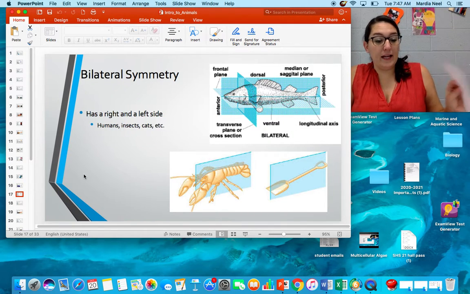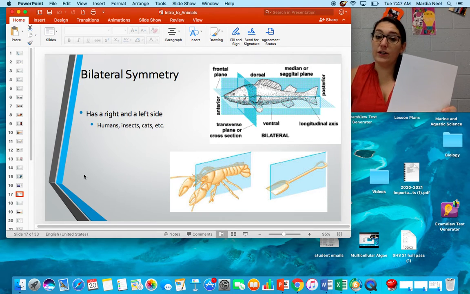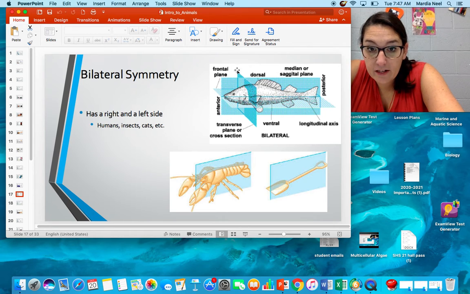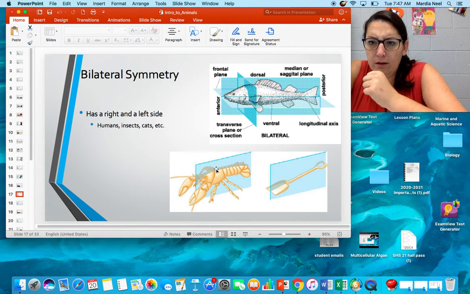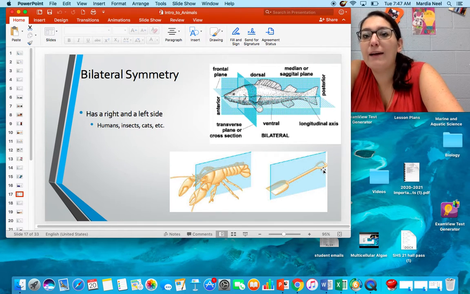Last but not least is bilateral symmetry. This is the symmetry that most animals exhibit. This means you have a left and a right side that are even. If I cut you down the middle, your left side is going to look like your right side, and your right side is going to look like your left side. Fish have bilateral symmetry. So we're not cutting them right here along this transverse plane. We're cutting them along this medial plane. And the left side of the fish's body would look just like the right side. Same down here with this crawfish, or even a shovel. Things that aren't animals can have bilateral symmetry.